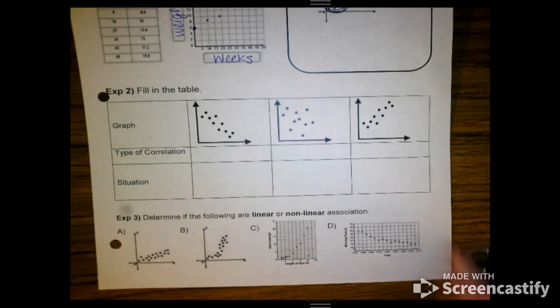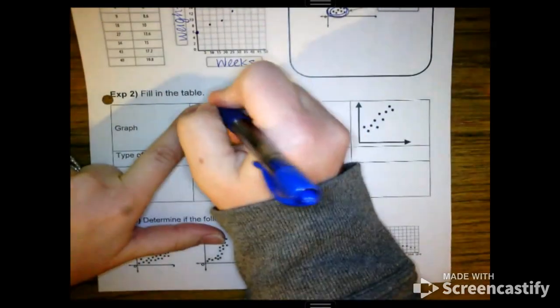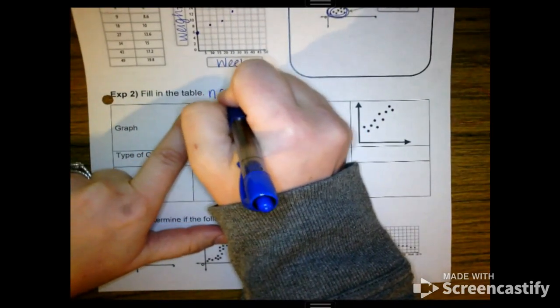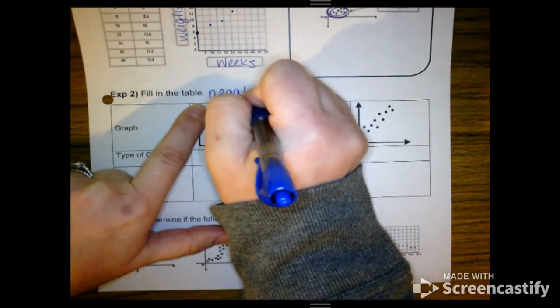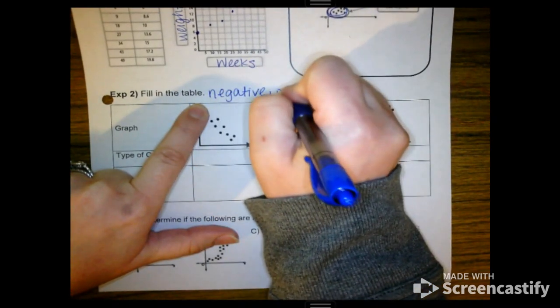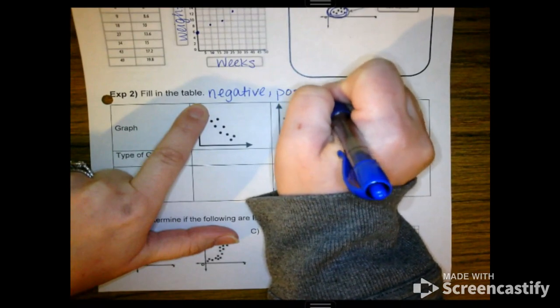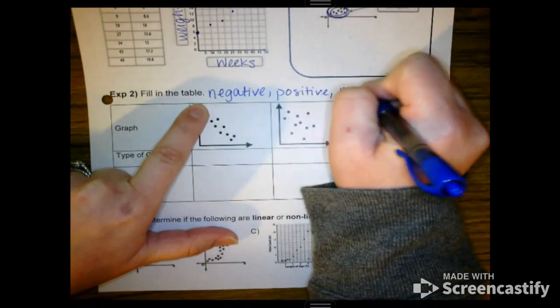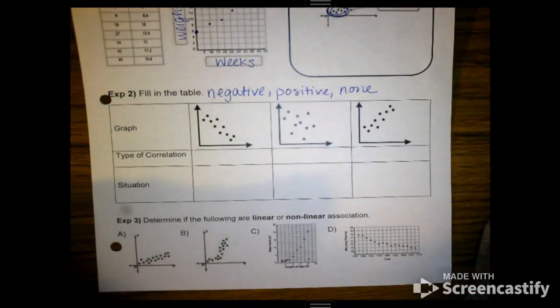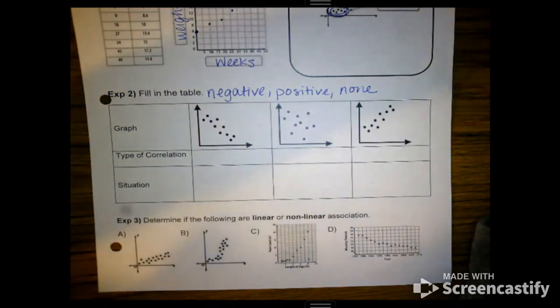Type of correlation. All right. Right here, we are doing negative, positive, or none. Yes. I'm going to talk about it in just a second.